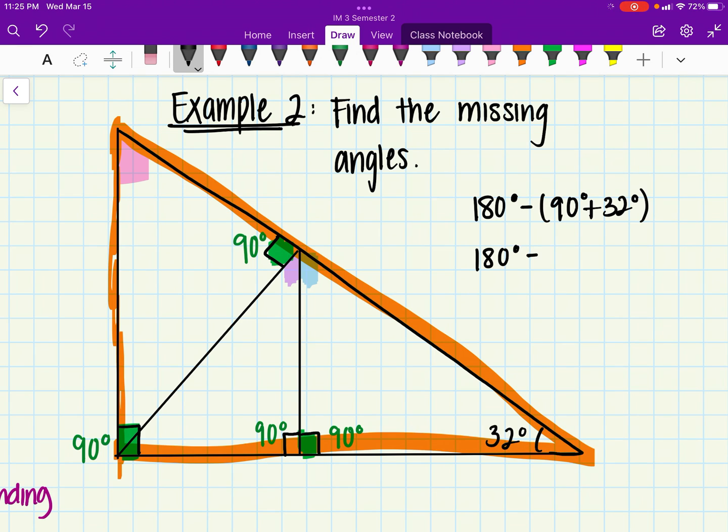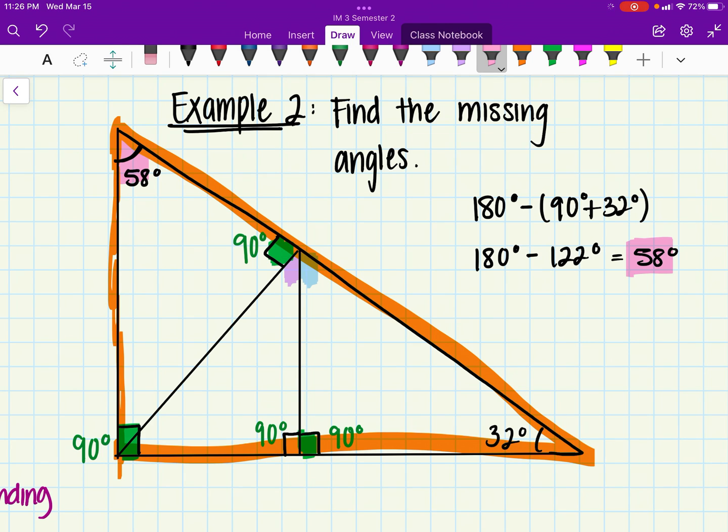So that's going to be 180 degrees minus, what is that going to be? 122. So in this case, that should give us 58 degrees. So this pink angle here is going to be 58 degrees. So that's the pink one. That is 58 degrees, right?